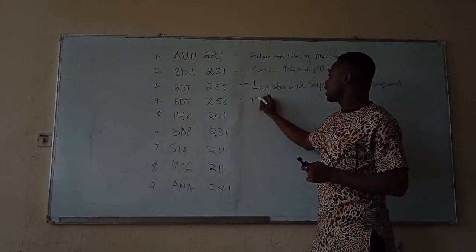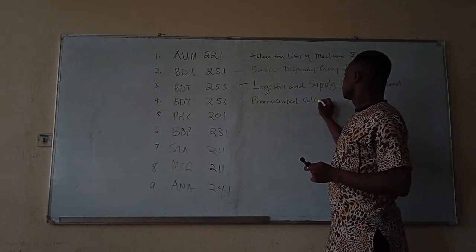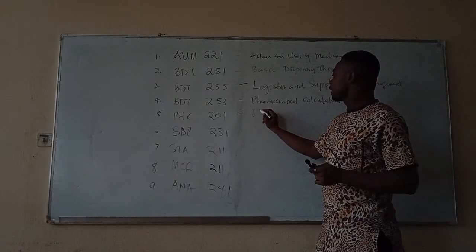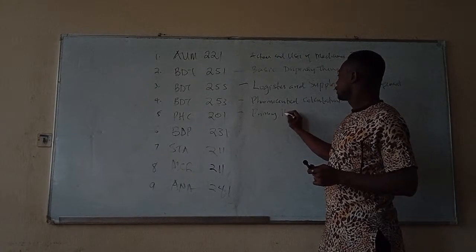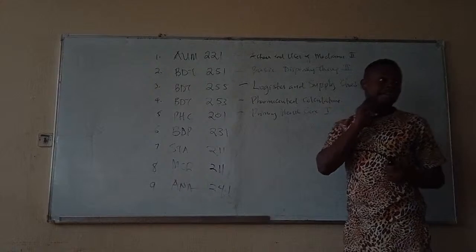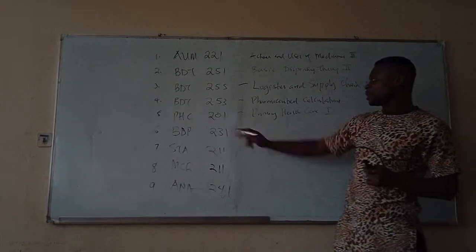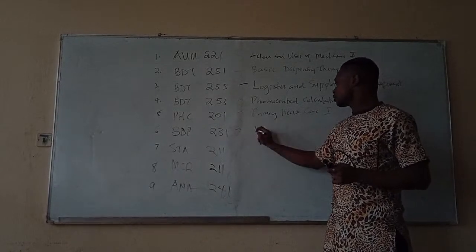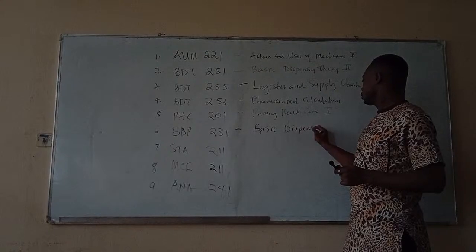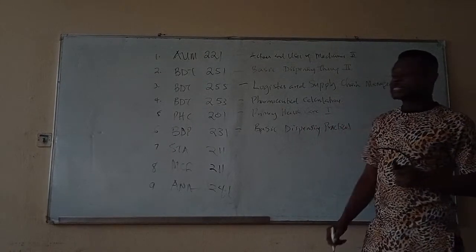This is pharmaceutical calculations. This is primary health care 1. You do another one in your final year. That is 312, second semester. Final years are doing it now. This one is basic dispensing practicals. Basic dispensing practical 1.